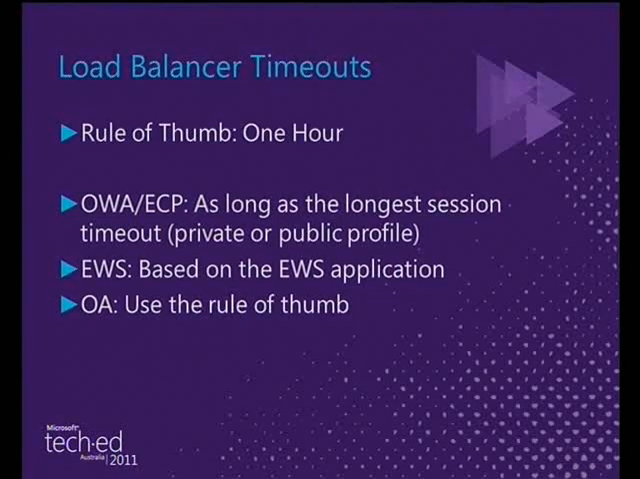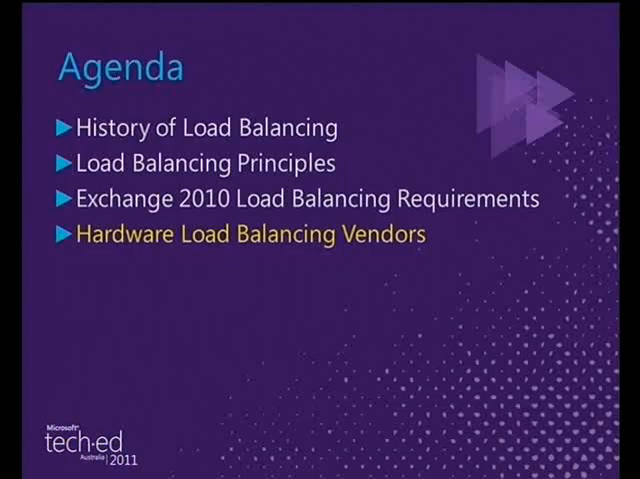In general, to get more specific, with OWA and ECP, it's relatively straightforward. Configure your timeout as long as your longest session timeout. We don't want the load balancer to time out that value prior to the CAS server thinking that timeout value has been reached. So if I've got 15 minutes for public and 8 hours for private, those are the timeout values that I'll configure on my VIP for those sessions. EWS, it's based on the app. What does the application expect from a TCP timeout perspective? Outlook Anywhere, go ahead and use the rule of thumb of 1 hour.